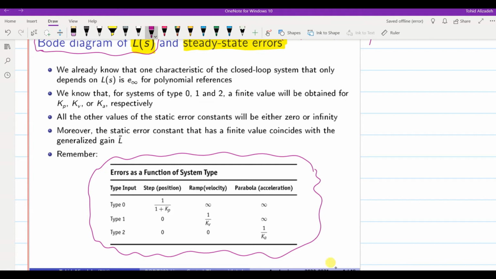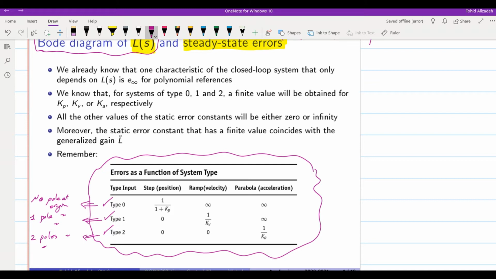checking the type of the system in the first place. So you should remember that we have no pole at the origin for type 0. For type 1, we have one pole at the origin. For type 2, we have two poles at the origin for the system. Basically, the number of the poles at the origin will determine the type of the system.